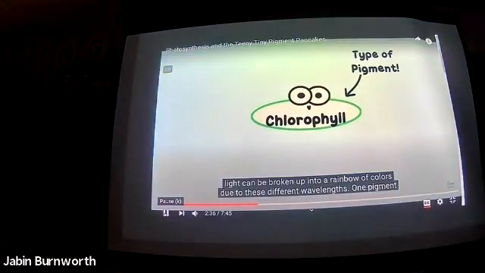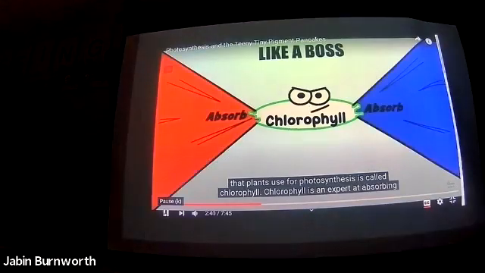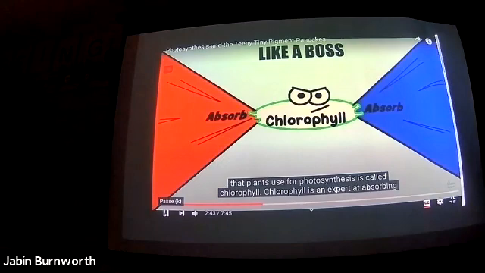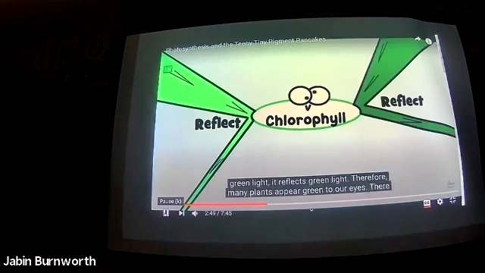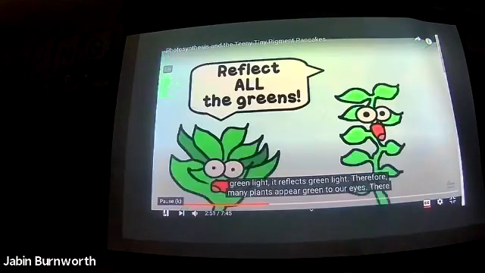Well, one pigment that plants use for photosynthesis is called chlorophyll. Chlorophyll is an expert at absorbing red and blue light, but not so much green light. Because it does not absorb very much green light, it actually reflects green light. Therefore, many plants appear green to our eyes.